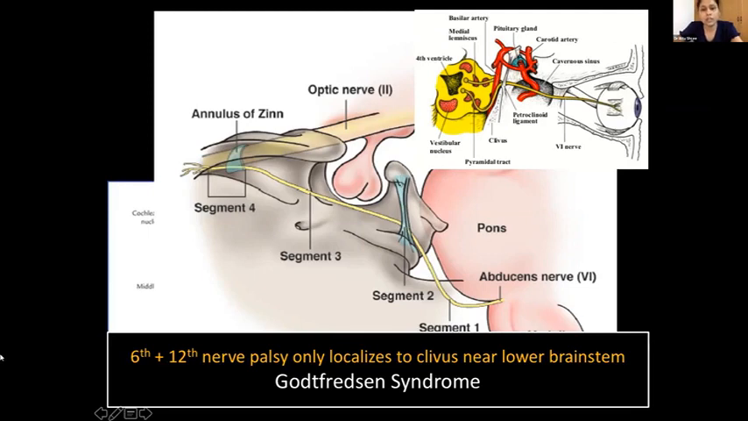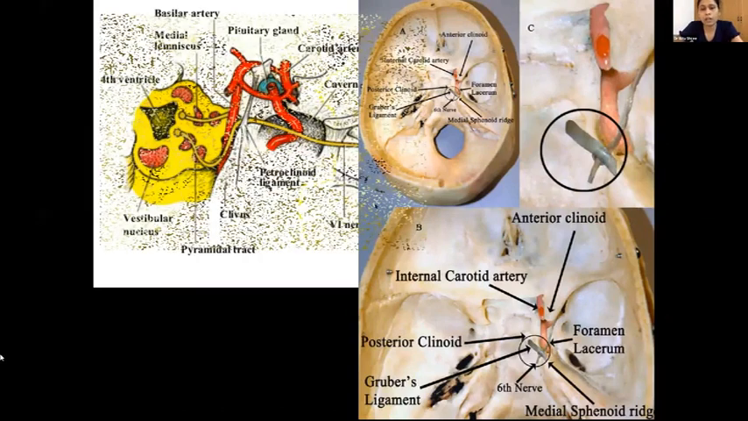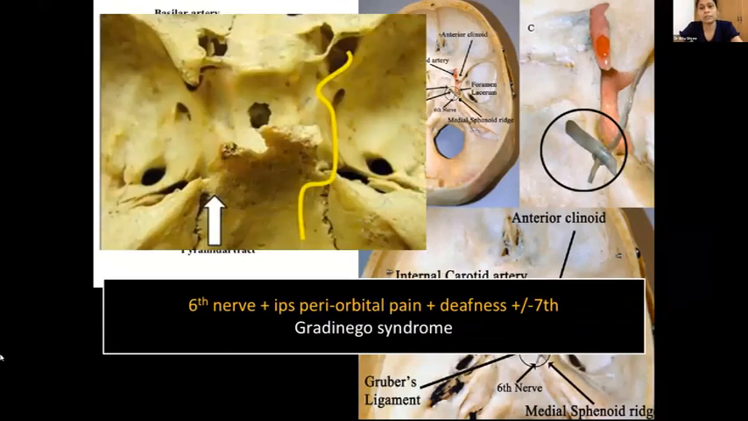The nerve ascends further and enters Dorello's canal, just entering below the petroclinoid ligament. And this point is important as it's near the petrous ridge. So if there is inner ear pathology or middle ear pathology, the nerve can get affected, and the syndrome is known as Gradenigo syndrome. The patient will present with sixth nerve involvement, eighth nerve involvement, as well as ipsilateral periorbital pain. Sometimes they can have seventh nerve involvement.